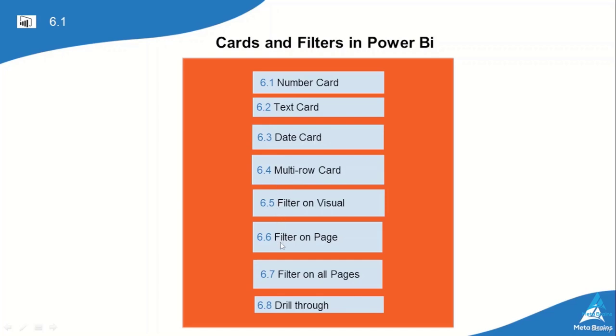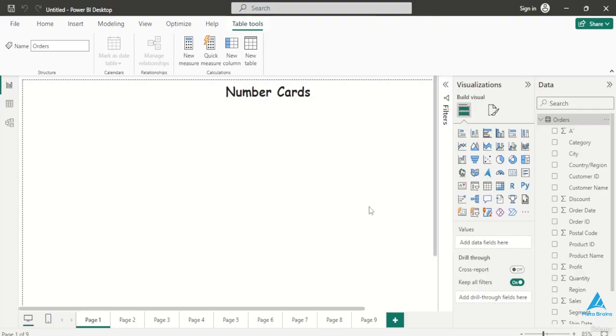And what are those videos? I can show you here. So we have 4 videos on cards. We'll see how to work on number card, text card, date card, and multi-row card. Later on, along with that, side by side, we'll see how to work on filter options.